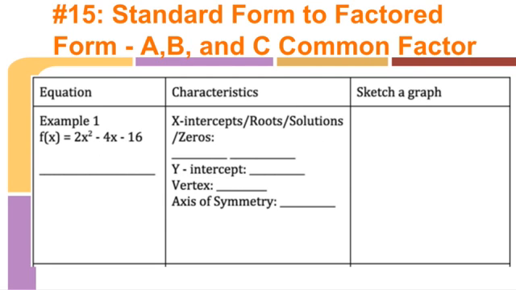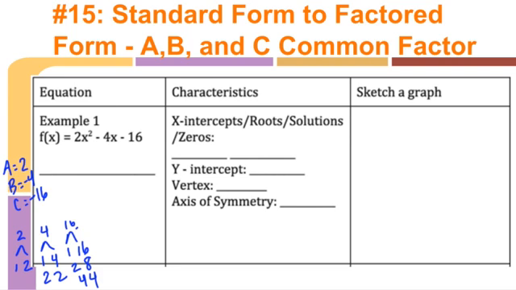Okay, so this first example I'm going to label A, B, and C. A is 2, B is negative 4, and C is negative 16. I ask myself the question, what divides out of all of these numbers? You can lay out all of the factors. 2 is 1 and 2. 4 is going to be 1 and 4, 2 and 2. And 16 will be 1 and 16, 2 and 8, and 4 and 4.